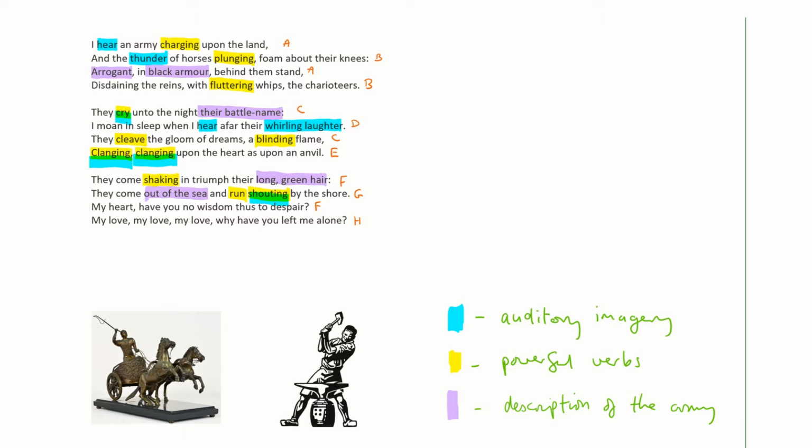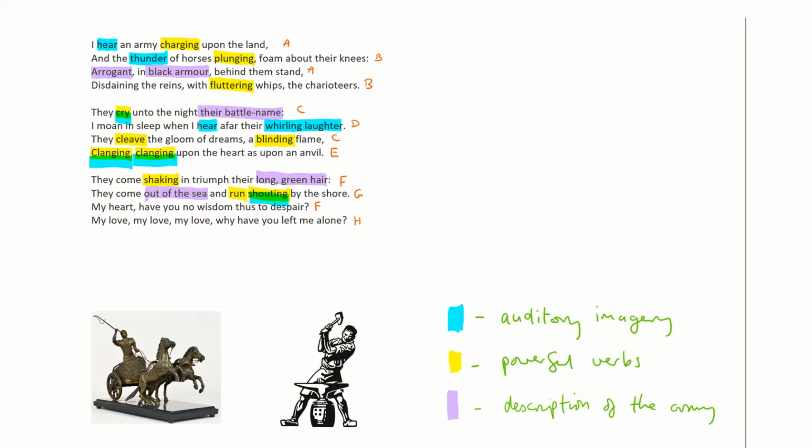Next to that, on the bottom left, we've got an image of a charioteer. This is in the first stanza, one of the images that Joyce creates, so I thought it'd be useful to see what that actually looks like. It's not the most common mode of transport these days.